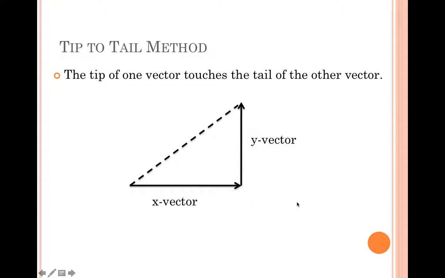So this is not at all uncommon that we're doing this tip to tail method. You don't always set this up. Sometimes it happens organically, and I think you'll see that in just a moment. And the resultant vector is that vector that goes from the beginning of the first vector to the end of the last vector. So this resultant vector would point along this line.